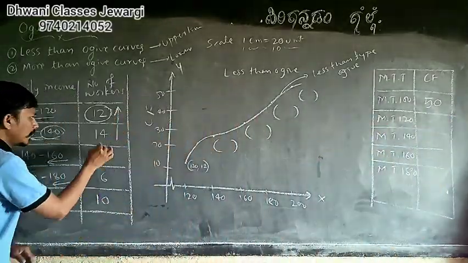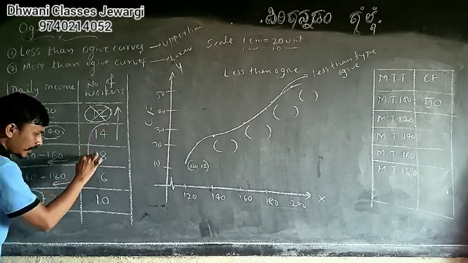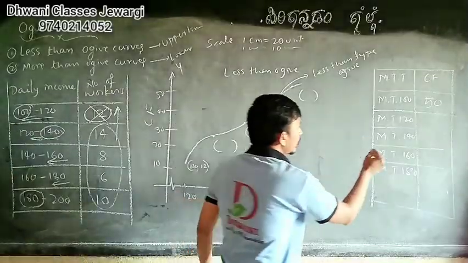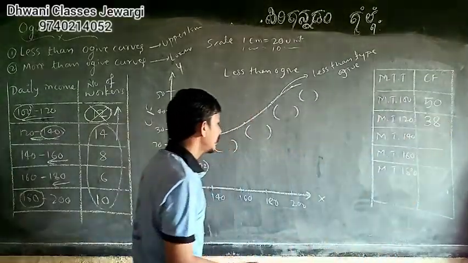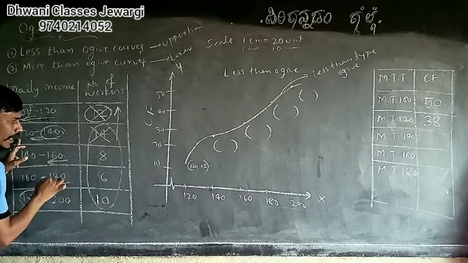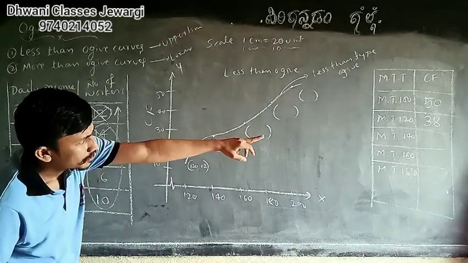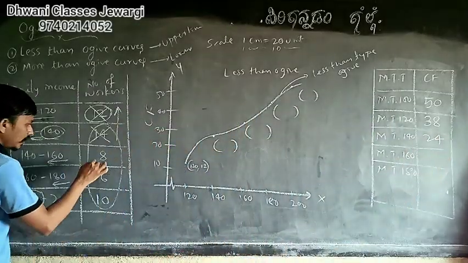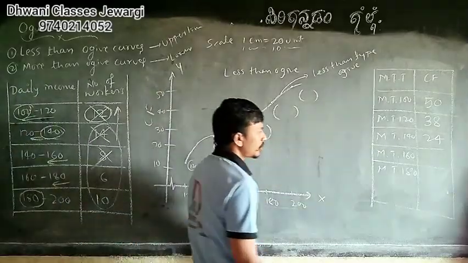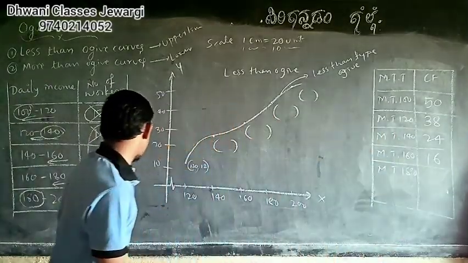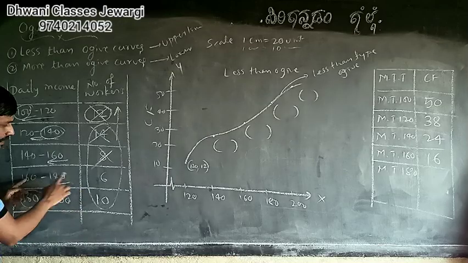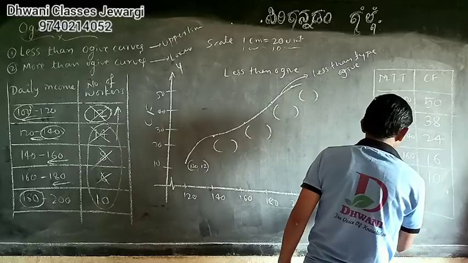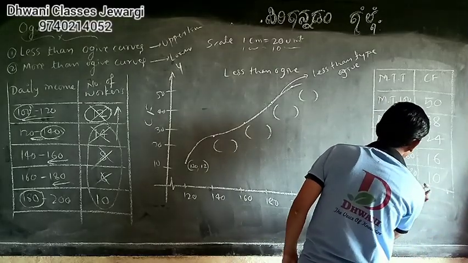More than 120 rupees, you need to negate the first one. Negate means 12. 50 minus 12, that is 38. Next, more than 140, you need to negate 14. 38 minus 14, that is 24. More than 160, you need to negate 8. 24 minus 8 is 16. Next, more than 180, you need to negate 6. 16 minus 6 is 10.